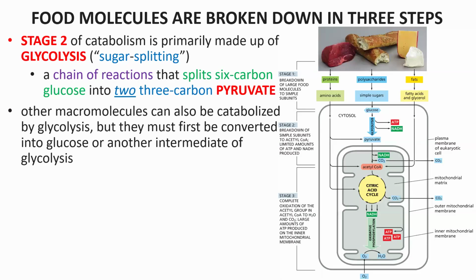All the other macromolecules that we release from amino acids and from fats can also be catabolized by glycolysis or processes that come after. But in order to do that, they would have to be first converted into glucose or one of the other intermediates of glycolysis. We're going to see in a little bit that fructose 6-phosphate is an intermediate of glycolysis. So if you're a macromolecule and you want to go through glycolysis, you're going to have to become glucose, glucose 1-phosphate, glucose 6-phosphate, fructose 6-phosphate, something like that, something that can enter one of the reactions of glycolysis.